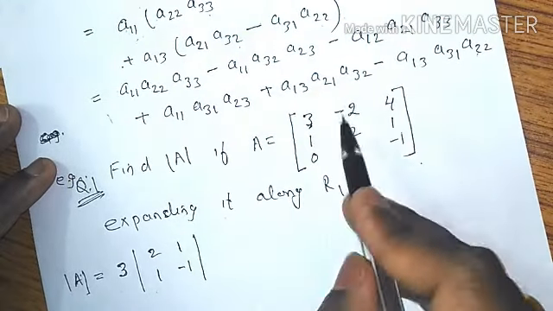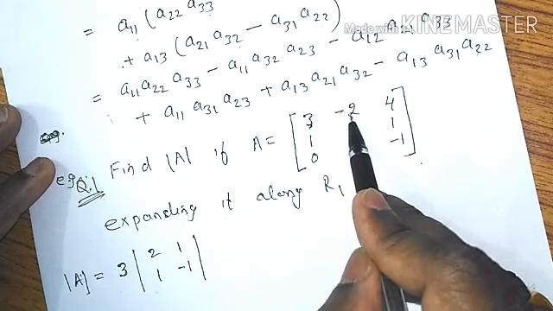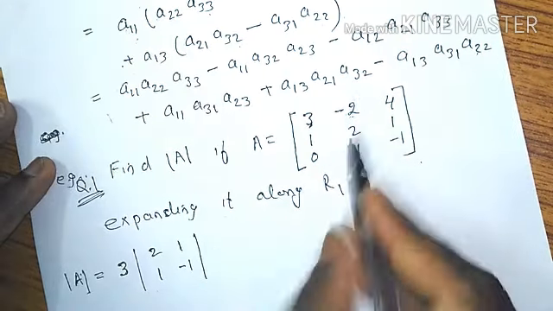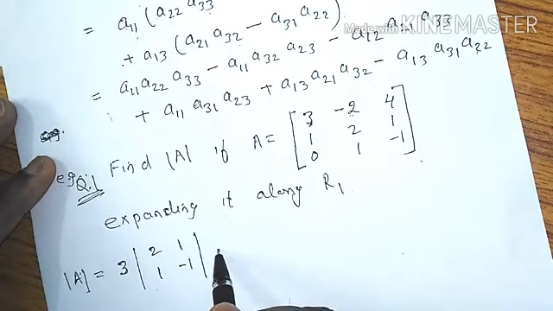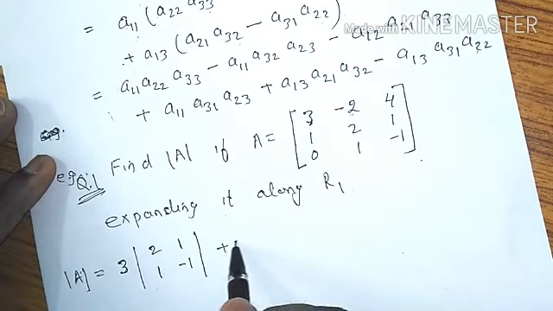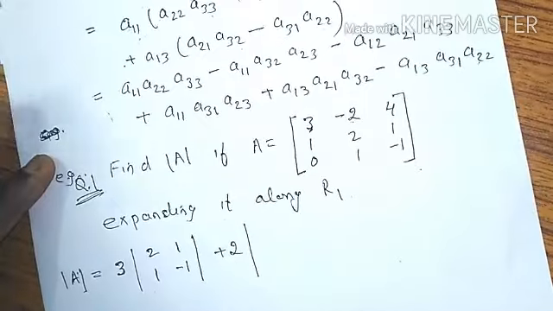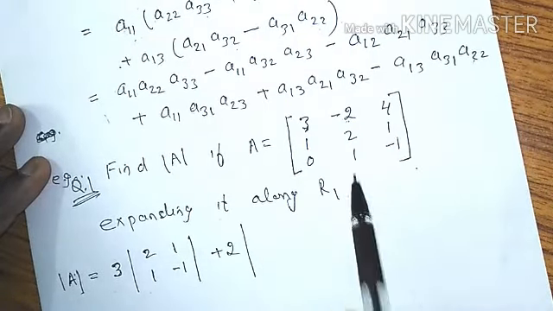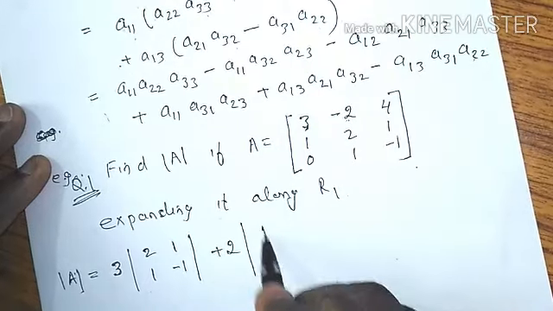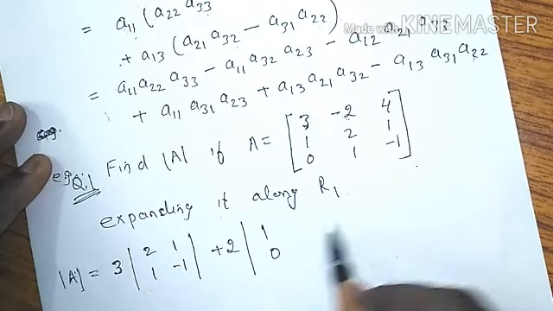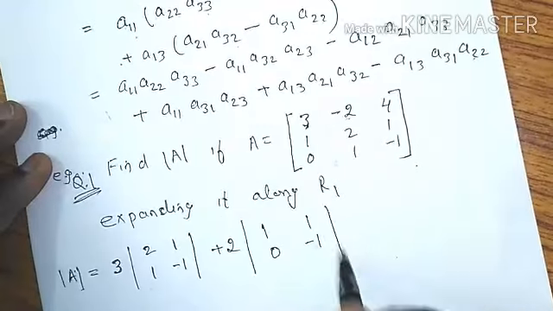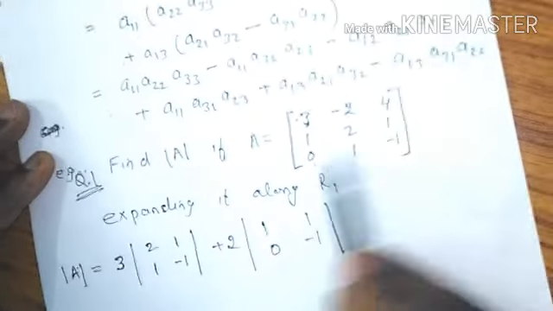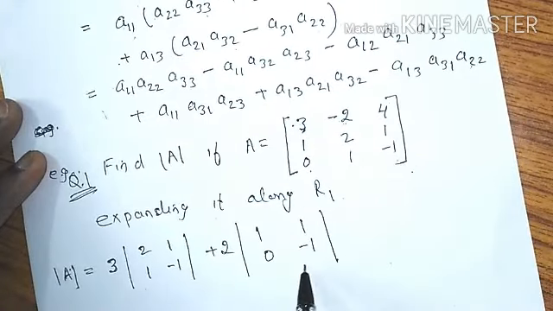Then the second element is minus 2, but it is in the odd place because it is first row, second column. So we have to change the sign of it. Instead of minus 2, we will be writing plus 2. Then the same thing, this row and this column get deleted. So what will be left? 1, 0 and 1, minus 1. Can you see? After deleting this row and this column, 1, 0 and 1, minus 1 is left. So I have written it here.